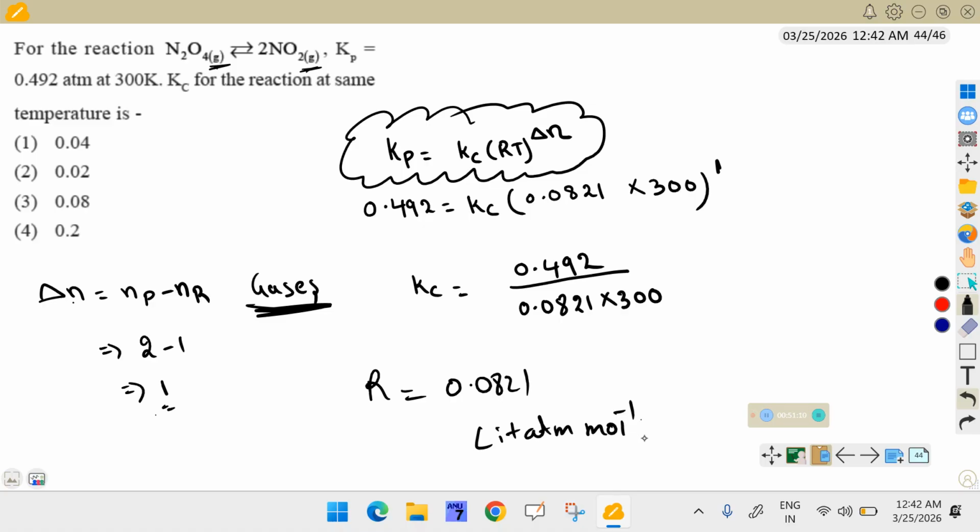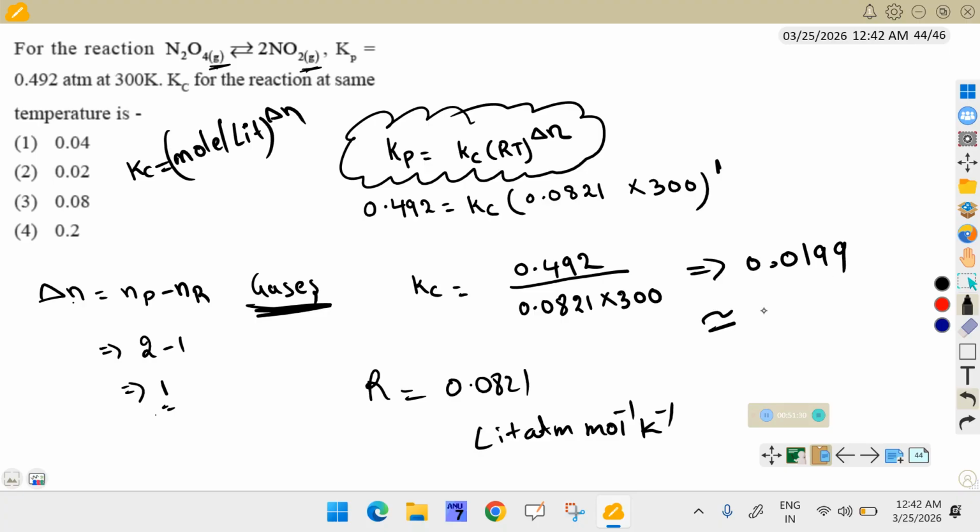Why? What are the units of Kc? Kc units are mole per liter whole power delta n. So now substitute the values and calculate, then you will get 0.0199. This is nearly equal to 0.02.